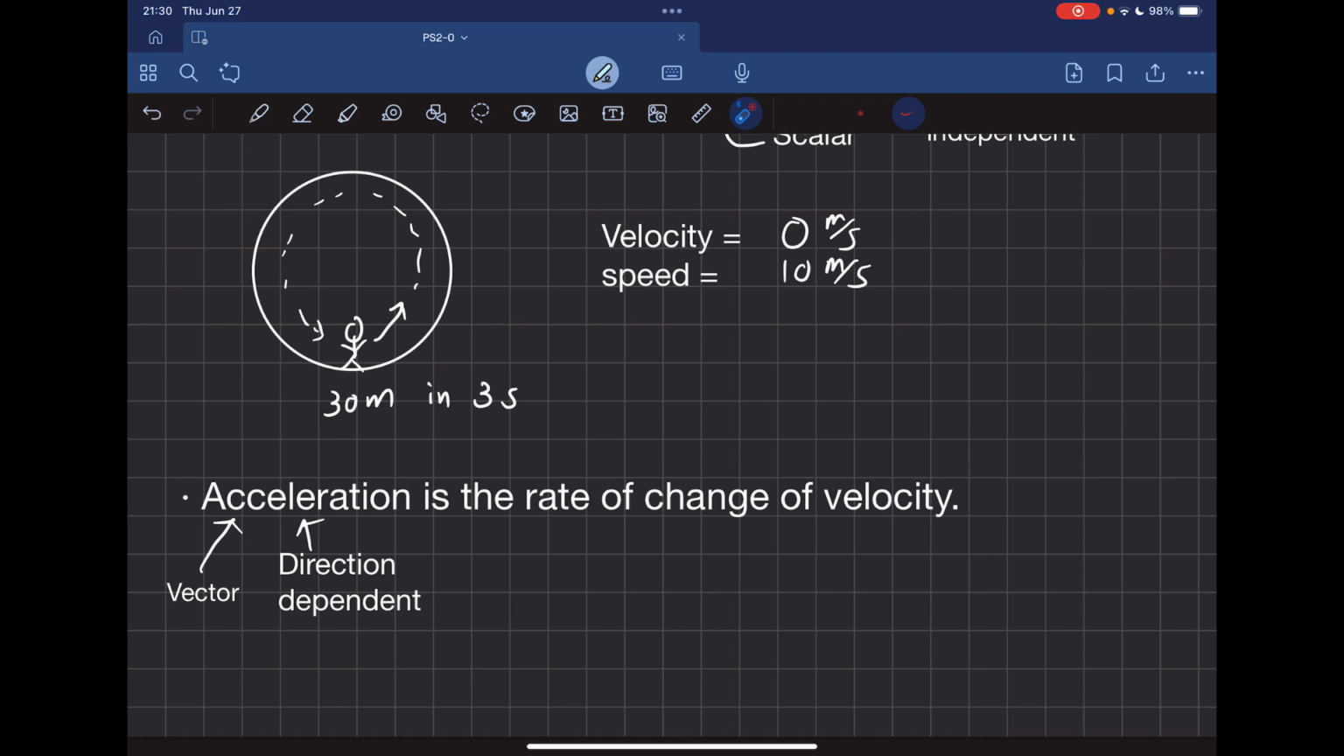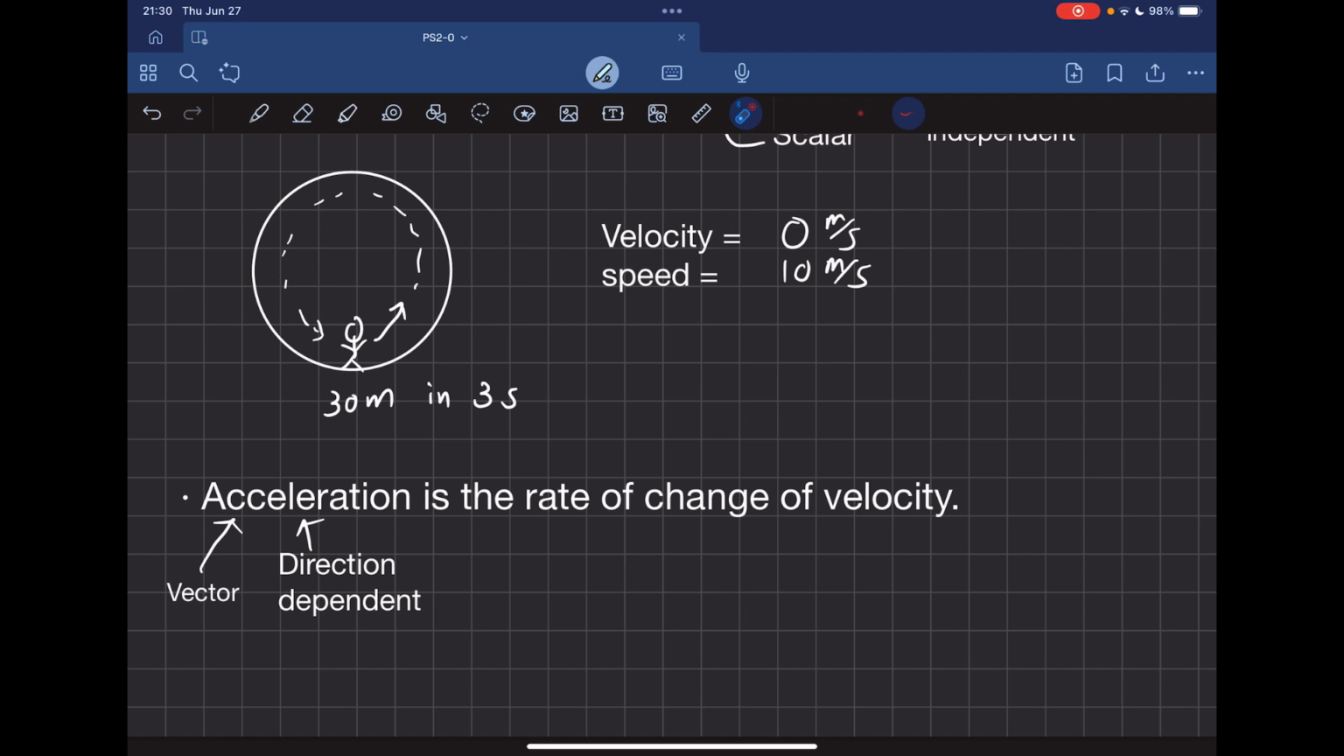And finally, let's talk about acceleration. So acceleration is just the rate of change of velocity. You've seen the equation before. Average acceleration equals the change in velocity over the change in time. It's just how much does your velocity change per unit of time.